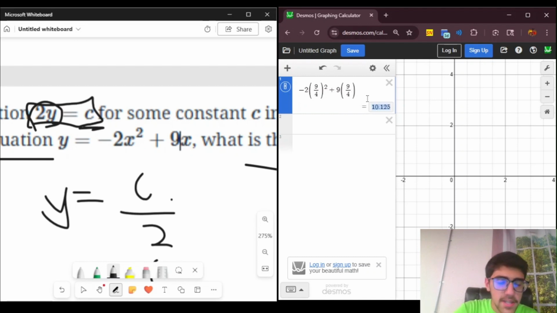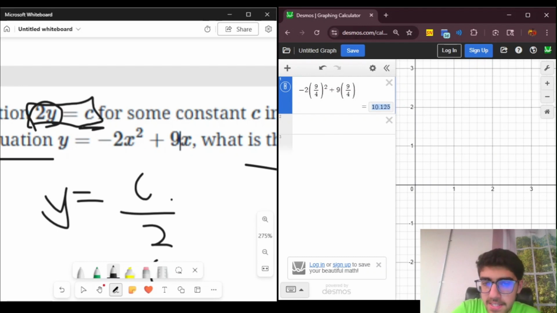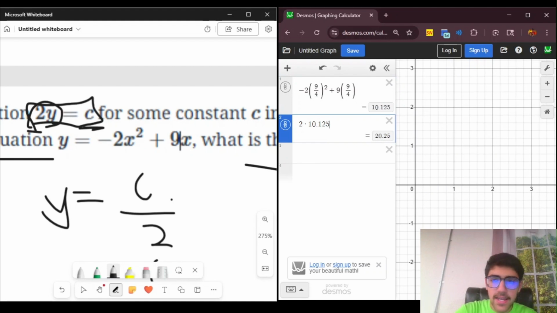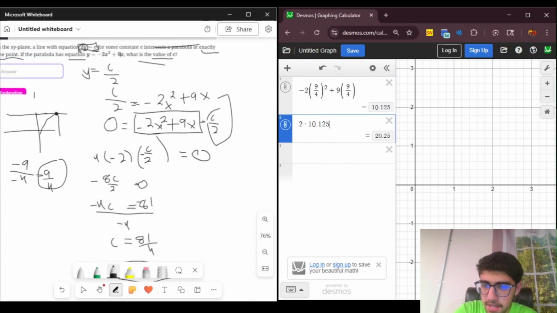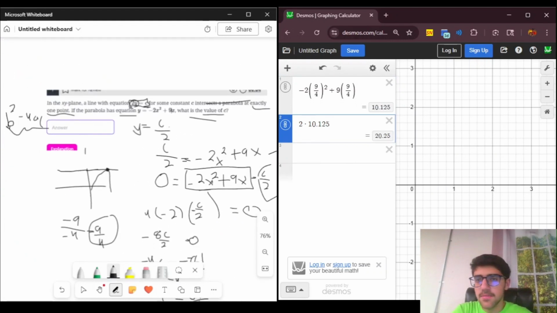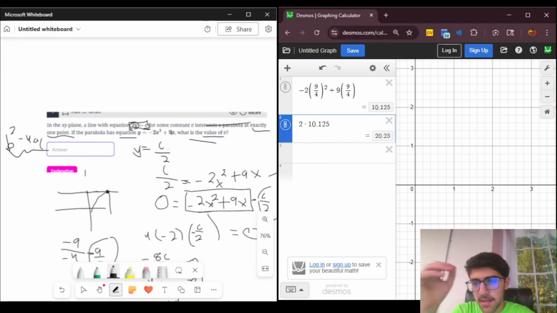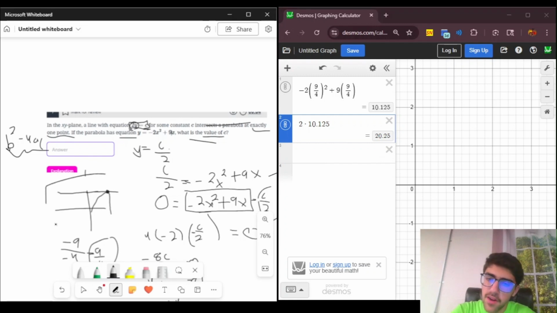So that means y is equal to 10.125. Then we know that c is equal to 2 times y. So I just do 2 times 10.125, and I get 20.25, which is the same answer we got initially. This honestly just depends on which approach you realize can be used first, and which approach you're comfortable with. Not everyone can just recognize the graphs. If you can't recognize the graphs, you could use the discriminant, or if you find that confusing, you could always just use this.